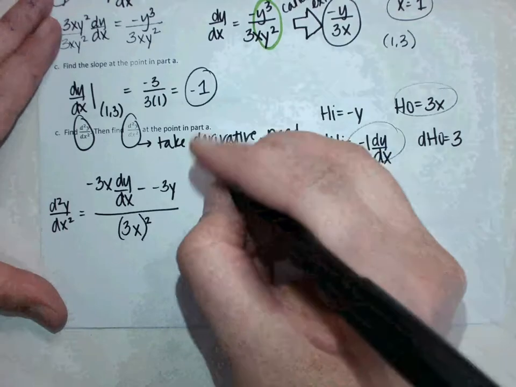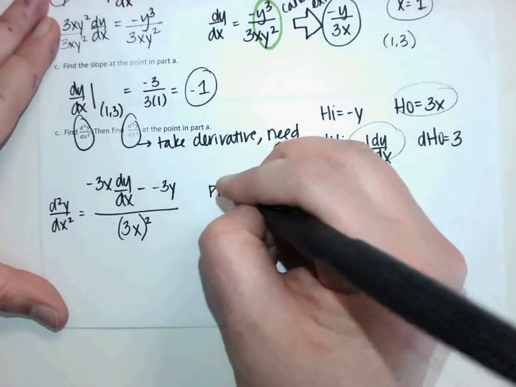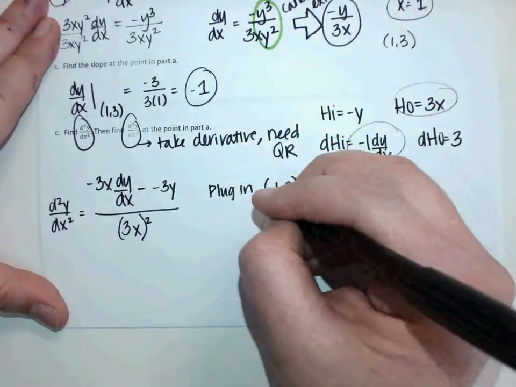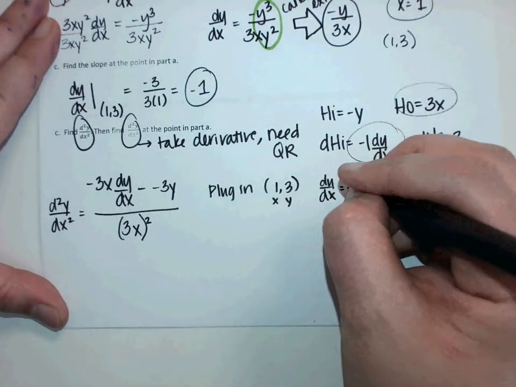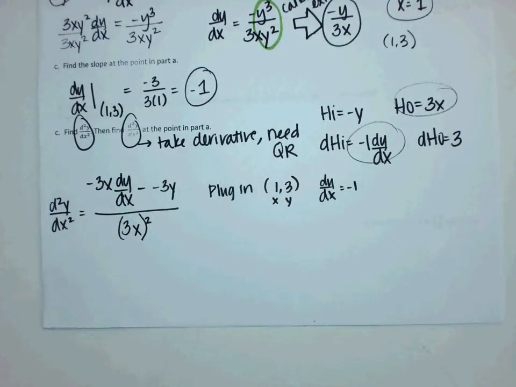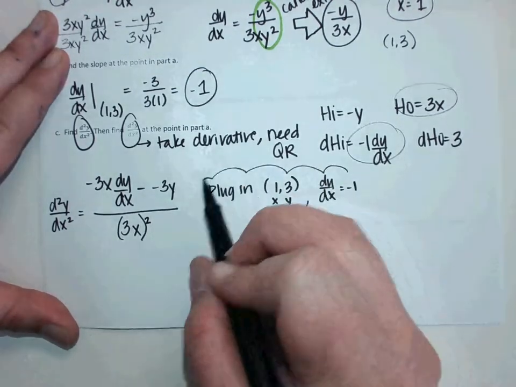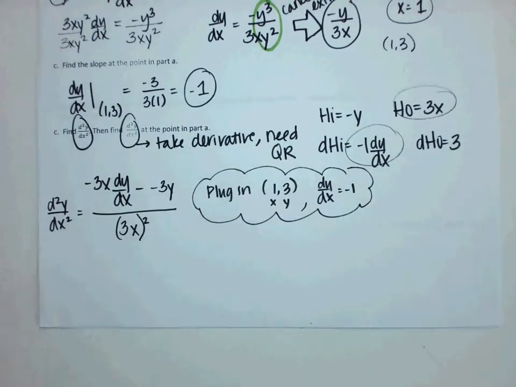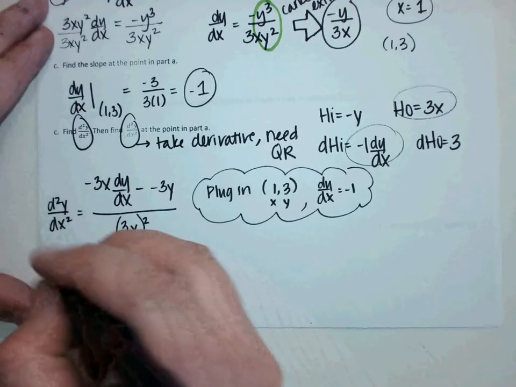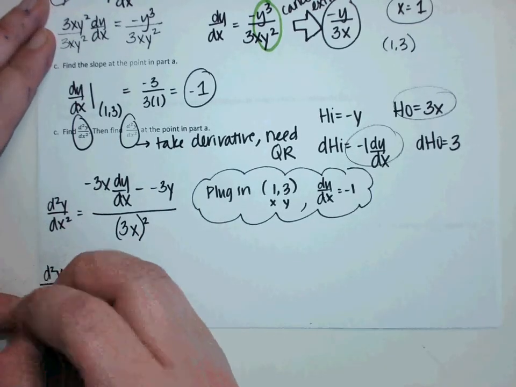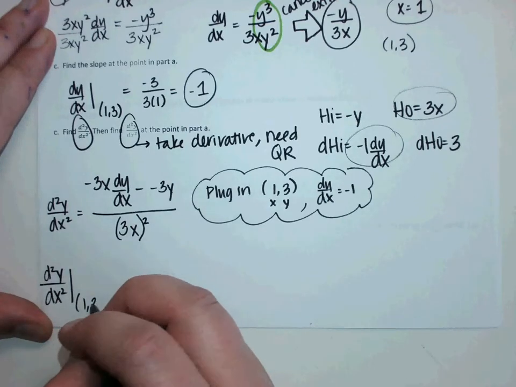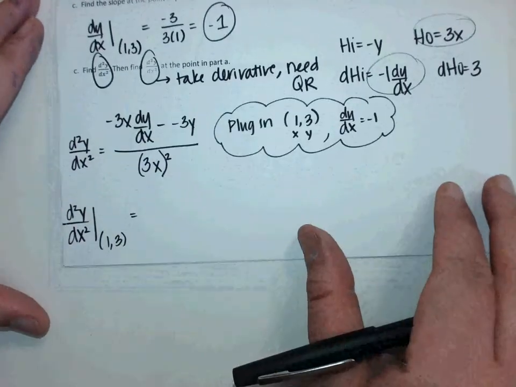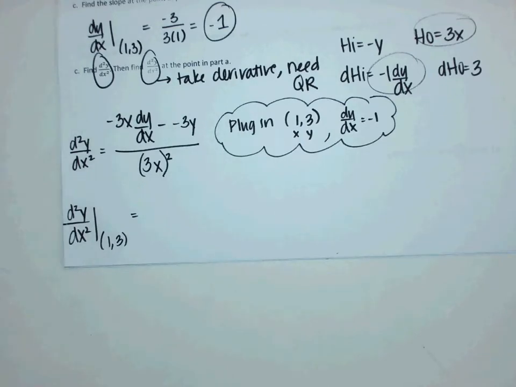So when I plug in, you have 1, 3, those are your x's and y's, and then your dy/dx is negative 1 from the previous part that we just did. So when you're plugging in, you're actually subbing in for 3 different things. But you already know them because you already found them. So let's do it. Now, your notation is pretty similar. It'd be d squared y/dx squared at 1, 3. Okay, just like that.